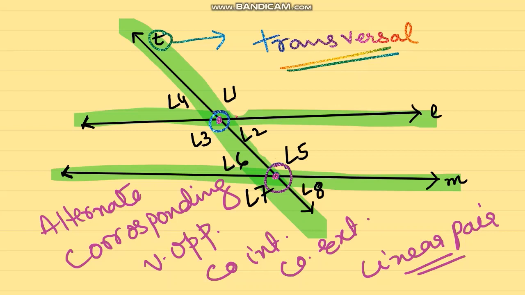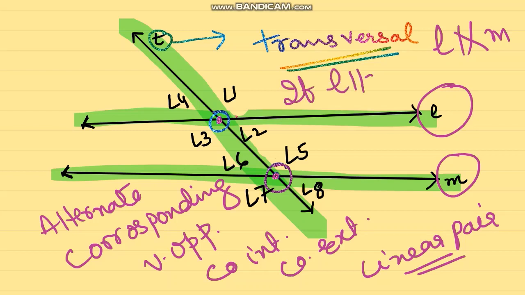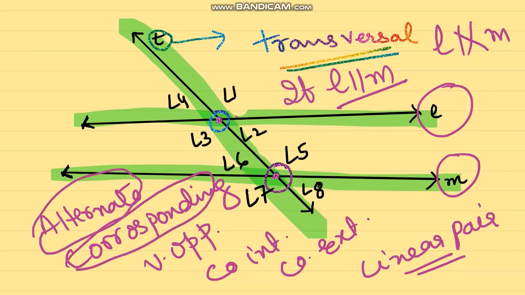Now the most important thing you should remember is what happens if two parallel lines are cut by a transversal. Here you can see that line L and line M are not parallel. But if line L is parallel to M, then corresponding angles will be equal. Pairs of alternate angles will be equal. Interior angles on the same side of the transversal will be supplementary.